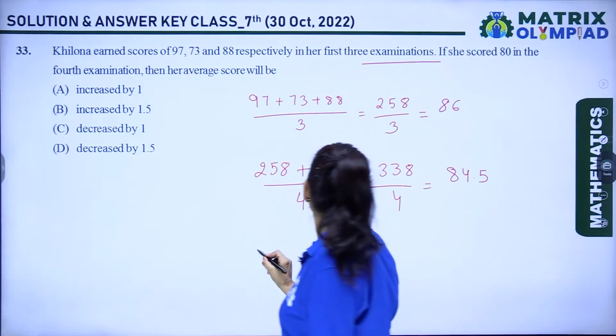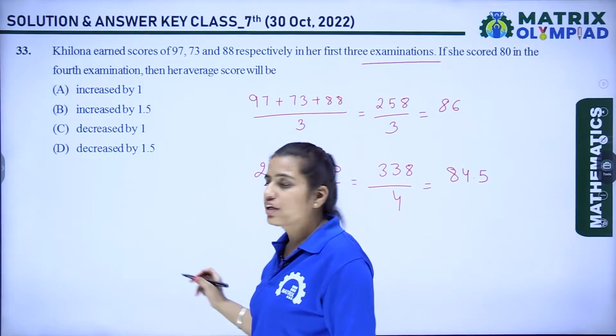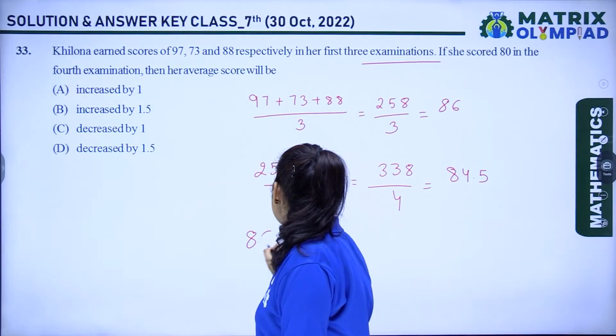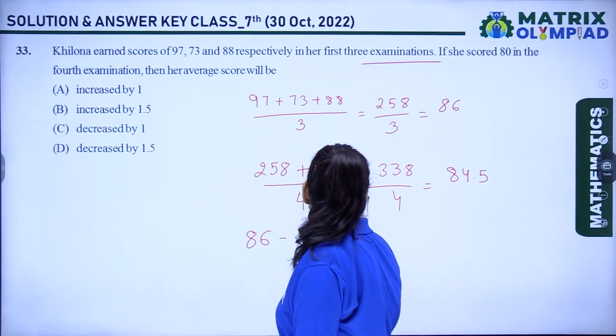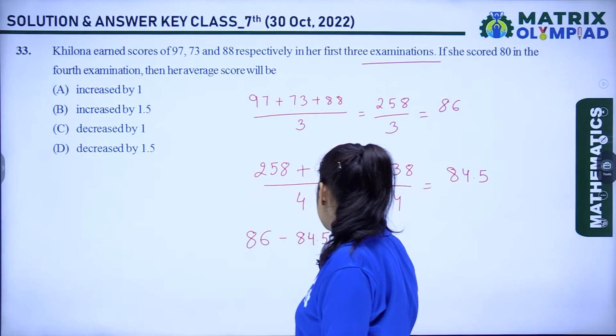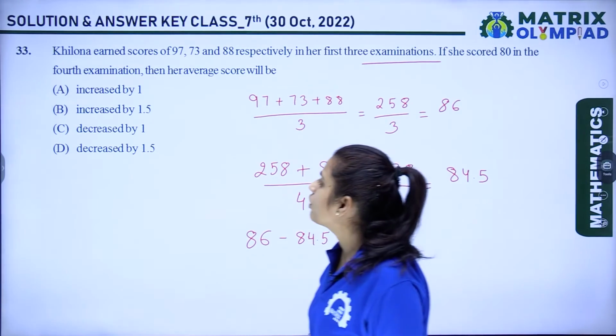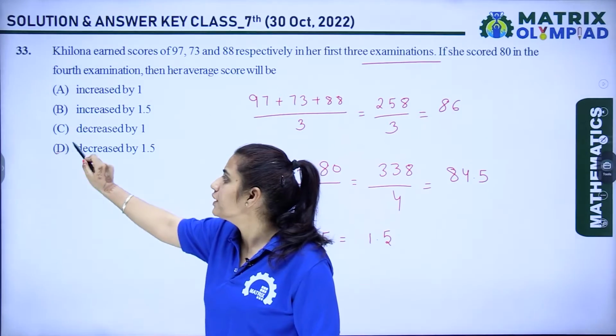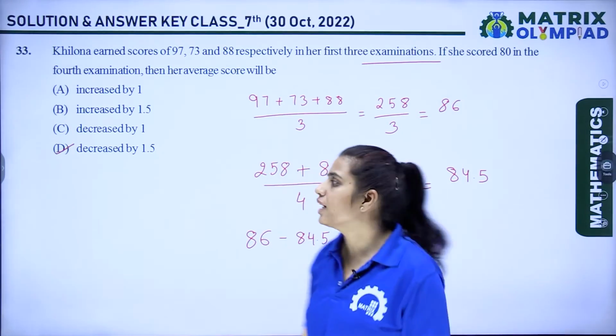Now to find out the increase or decrease, let's subtract 84.5 from 86. So here we get 1.5. Therefore, we can say that option D is the correct answer.